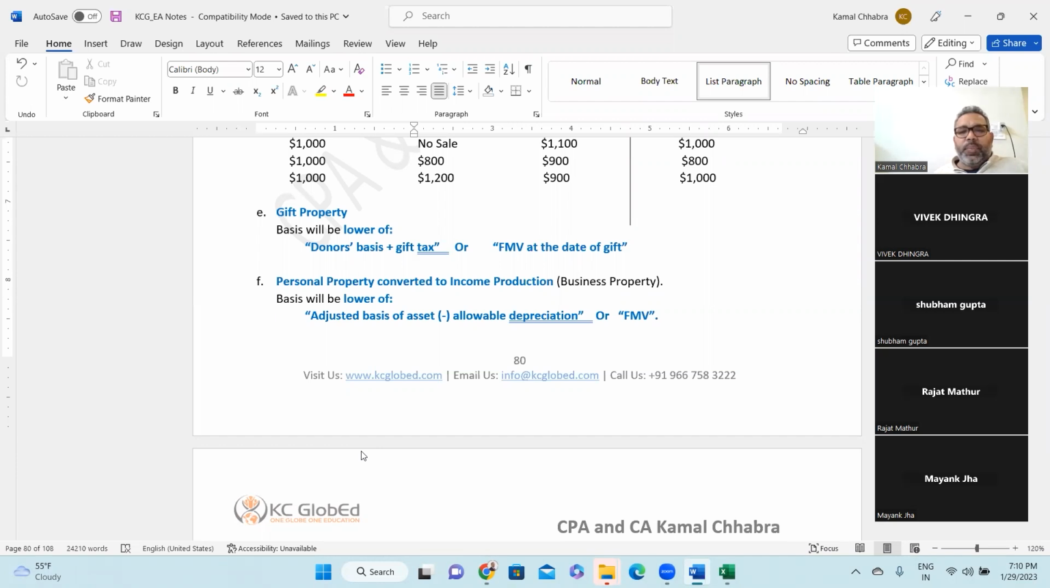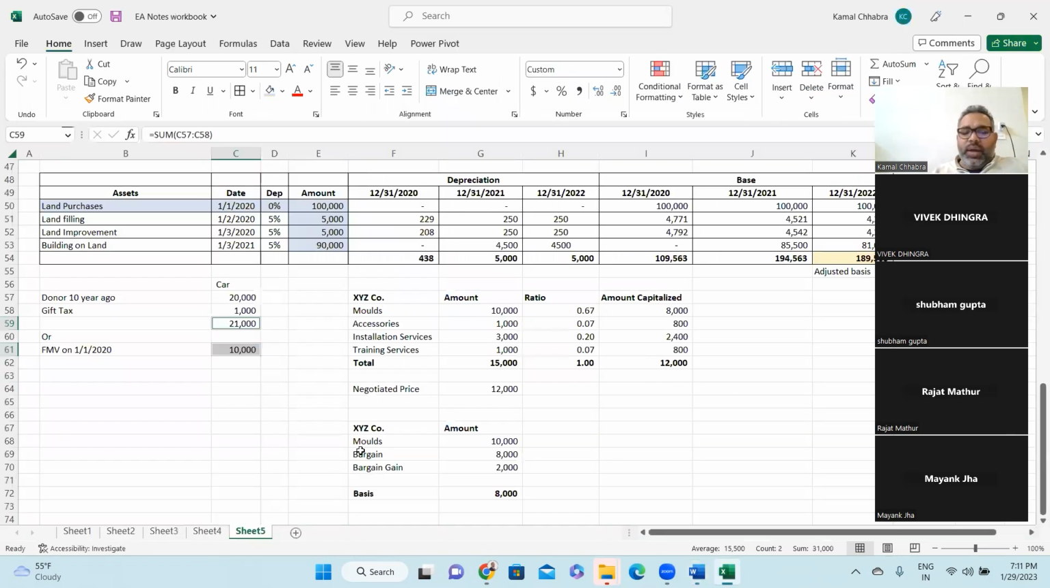Next is personal property converted to income production. Personal property you have converted to the business, right? For example, you have a car, that's your personal car. Now you have given that car to the business for office usage. In that scenario, what will be the value of that car in the business books? Basis will be the lower of adjusted basis of the asset minus depreciation, or the fair market value on the date of transfer, whichever is lower. So let's assume you have a car which you purchased.